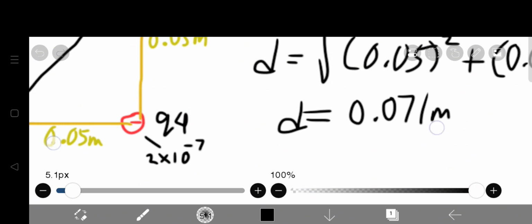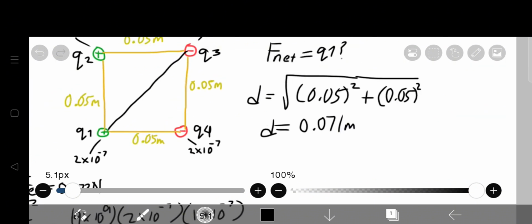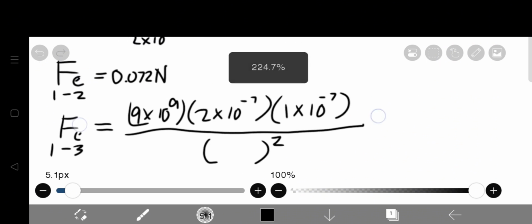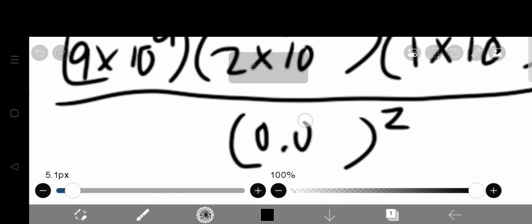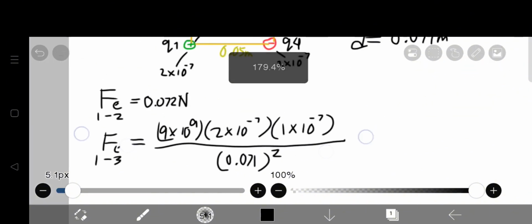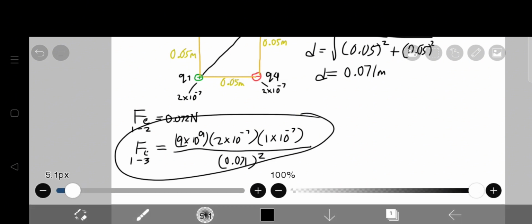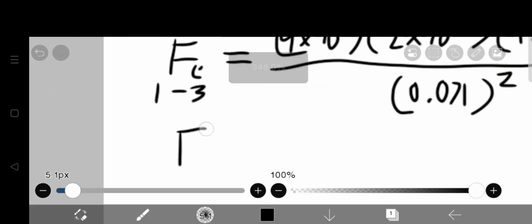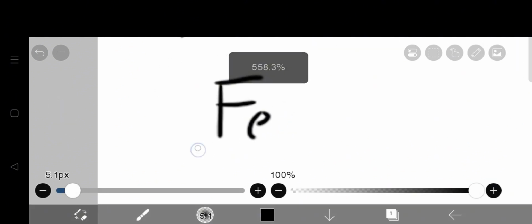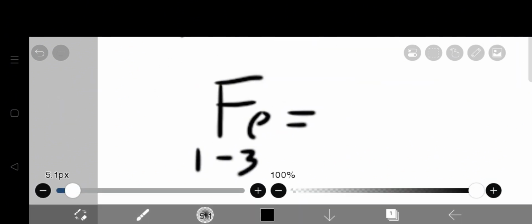Ngayon na may distansya na tayo between Q1 and Q3, may masasubstitute na tayo dito sa ating Coulomb law o yung formula natin. So that would be 0.071. So input nyo lang to sa inyong mga calculators. The answer would be the Coulomb force between Q1 and Q3 is 0.036 newtons.